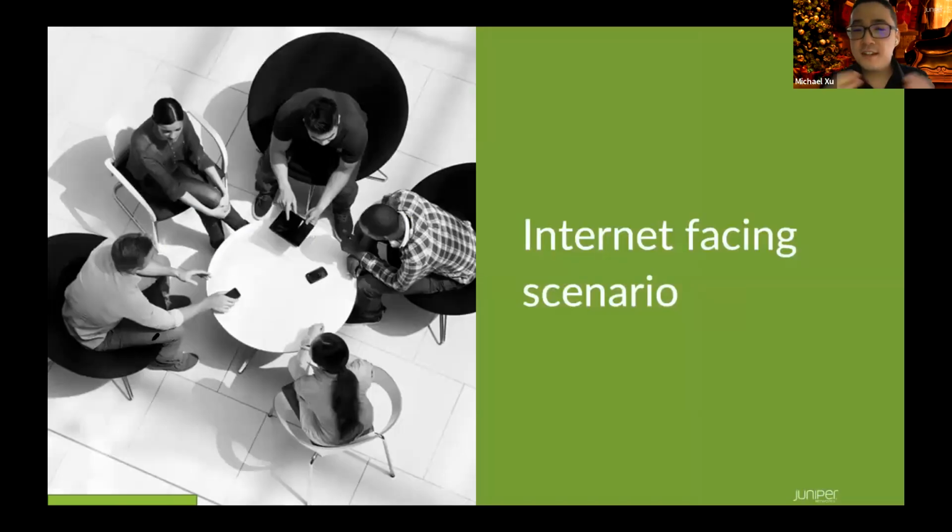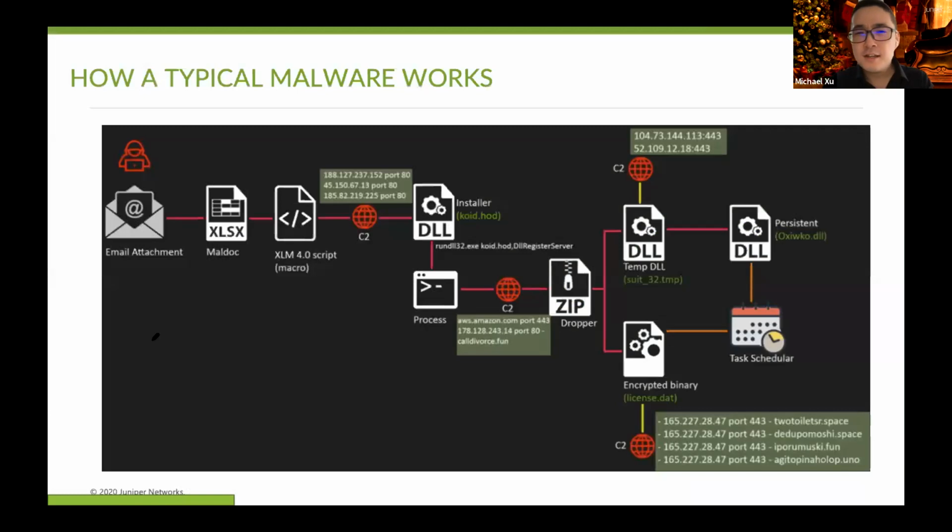So first one, internet facing scenario. First of all, let us quickly understand how the malware works, right? There's a gullible user in your environment who downloads the email attachment. Unfortunately, the email attachment has a macro code embedded, which is an executable file. And then the malware will trigger C2 communication, or command and control communication, to the outside, for example the hacker, to get the installer file downloaded.